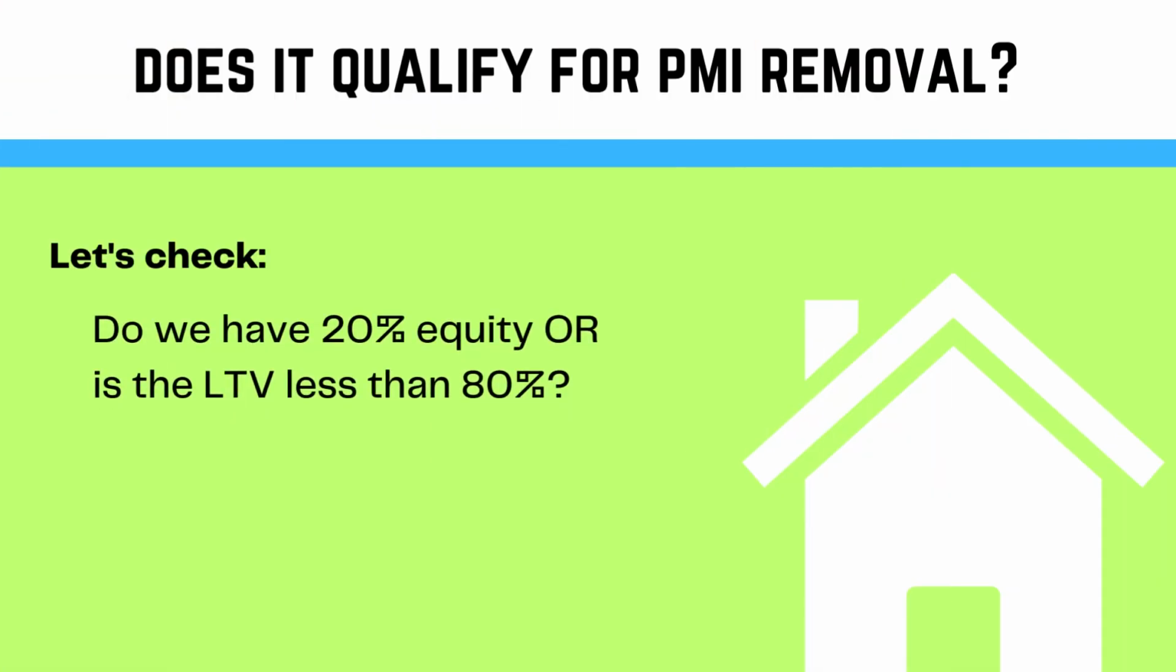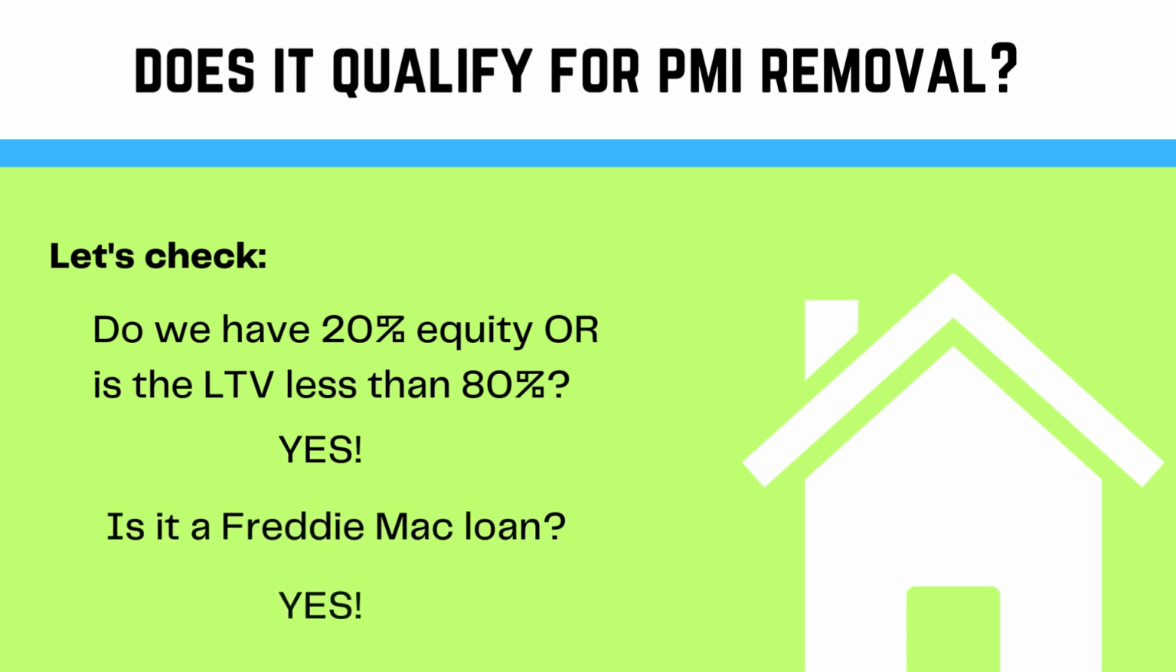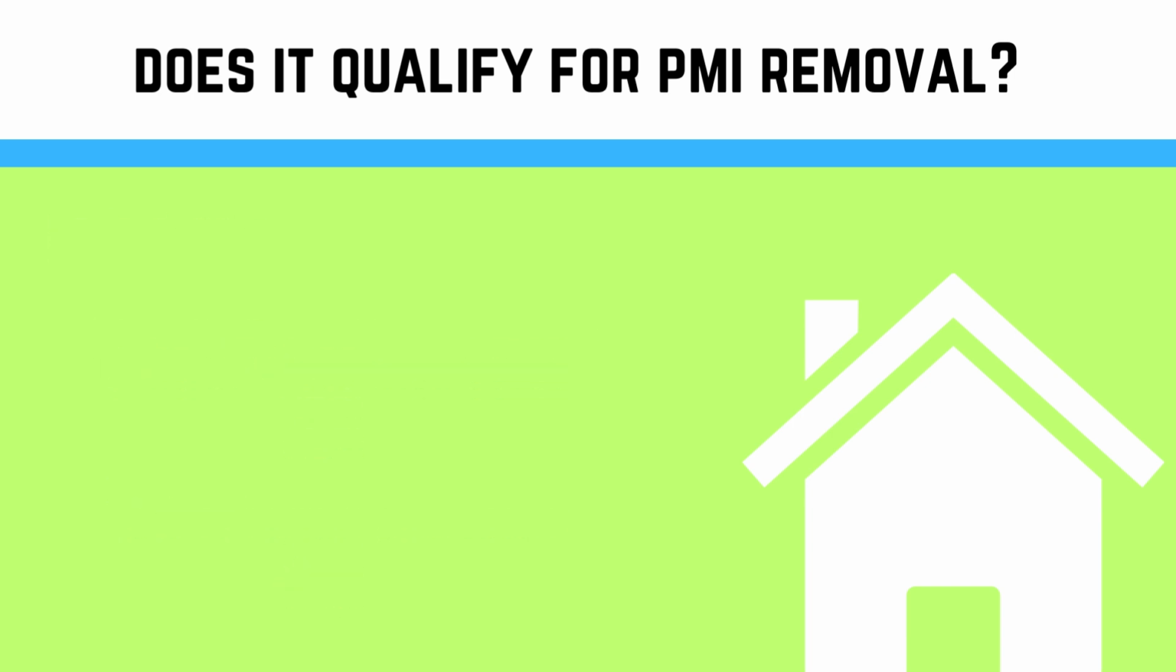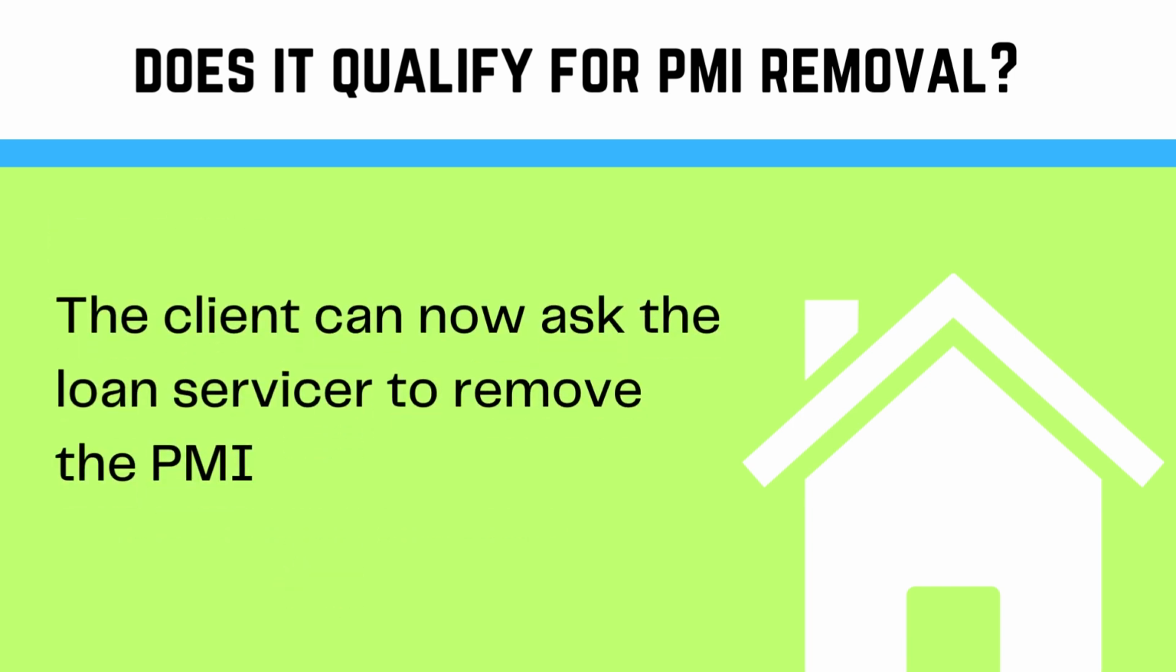So do we have 20% equity, or the loan to value is less than 80%? Appraisal gets done by the current servicer, and yes, it does. So it's over $700,000. We have that 20% equity. Is it a Freddie Mac loan? Yes, it is. So then, therefore, my client can request from the servicer to drop the private mortgage insurance.